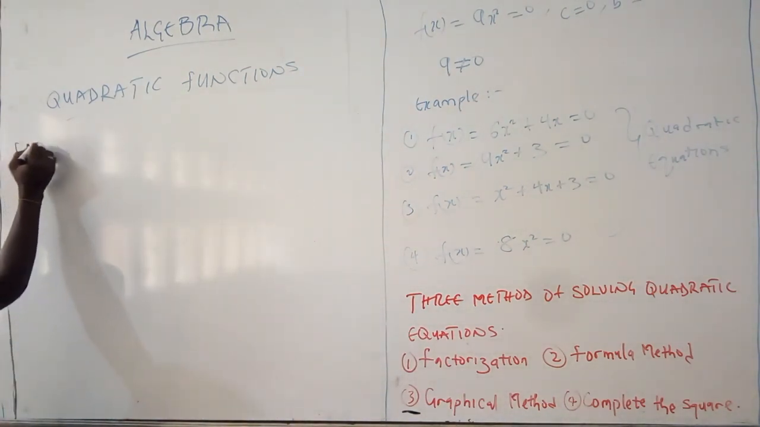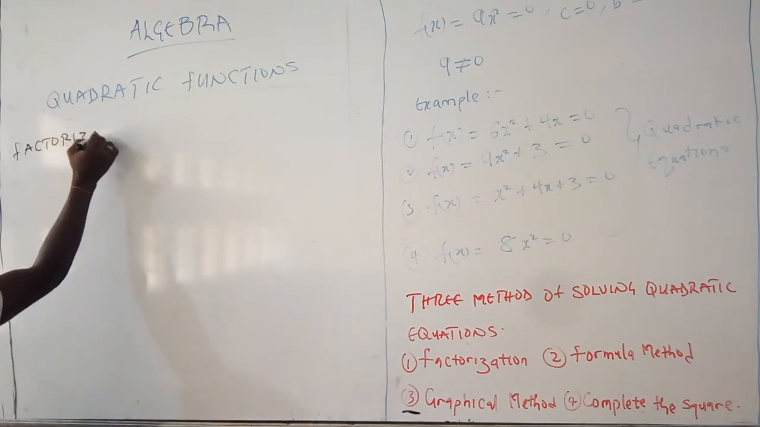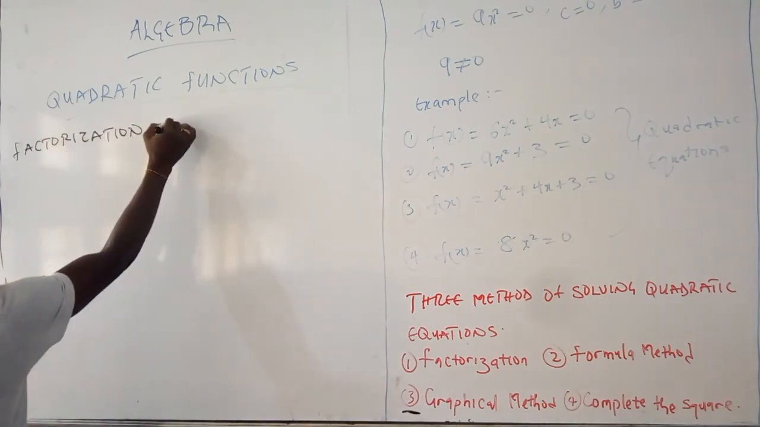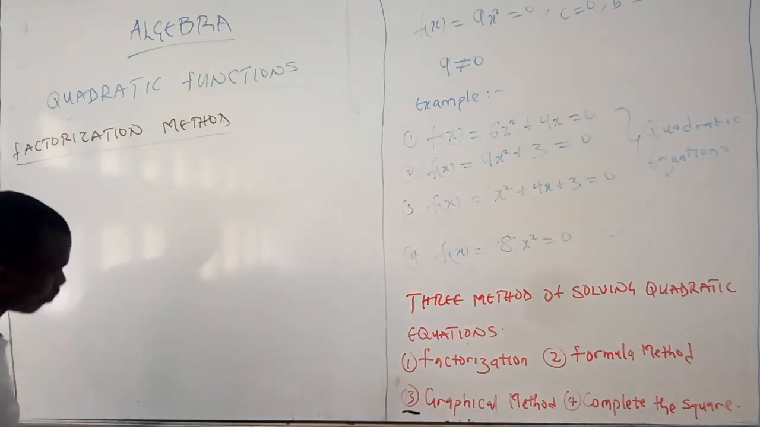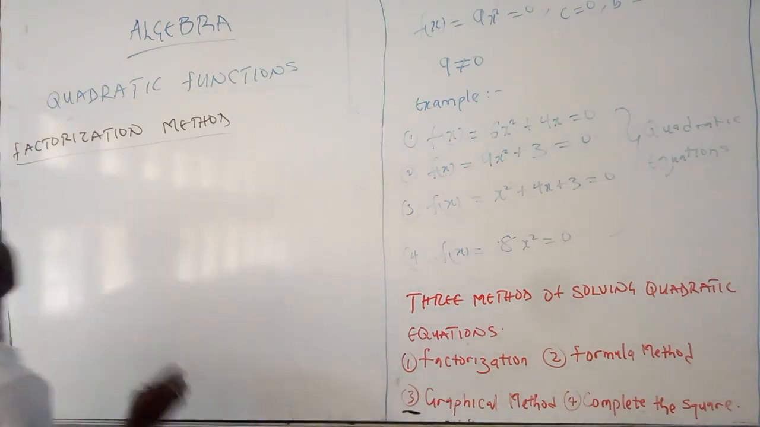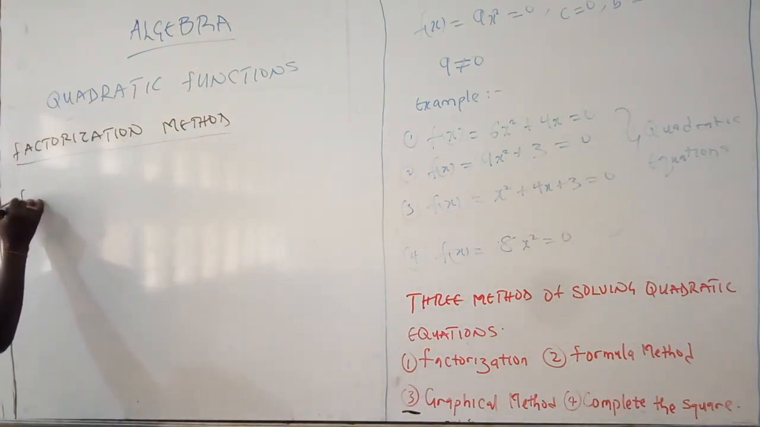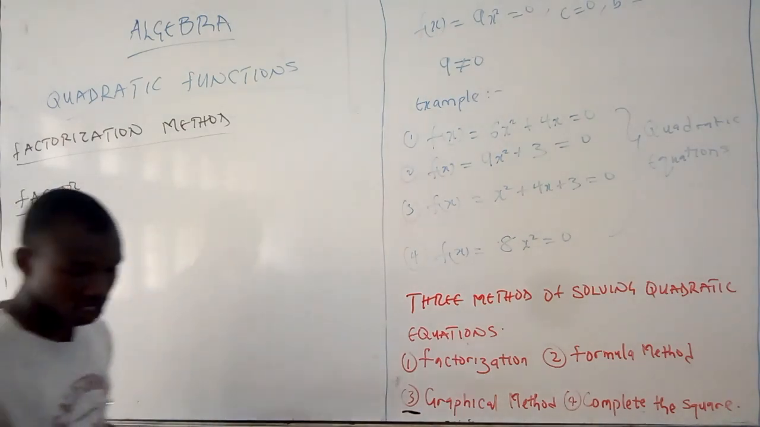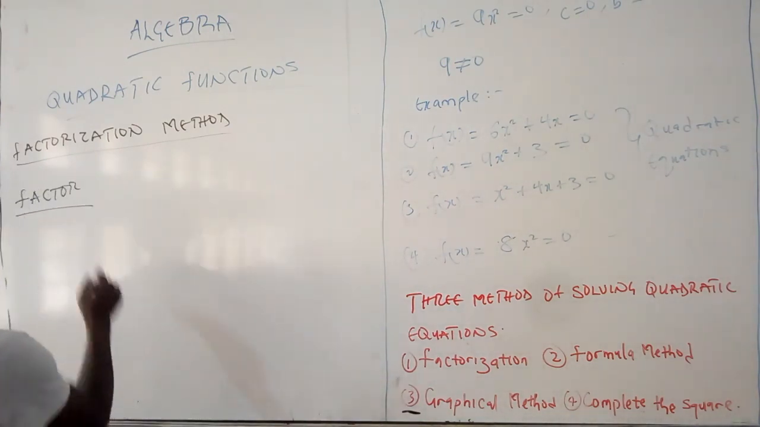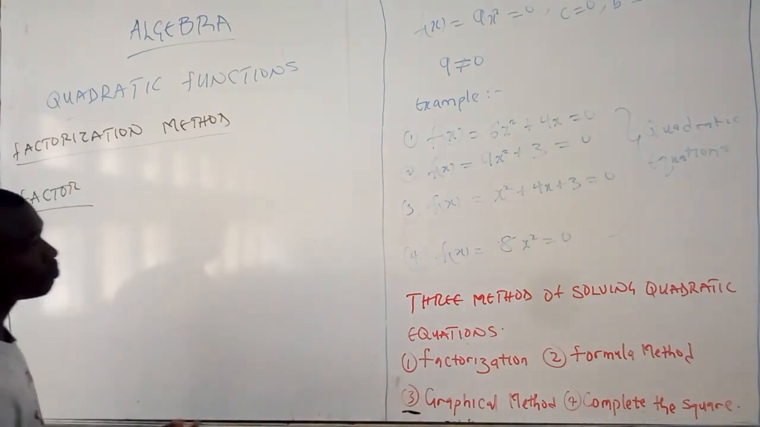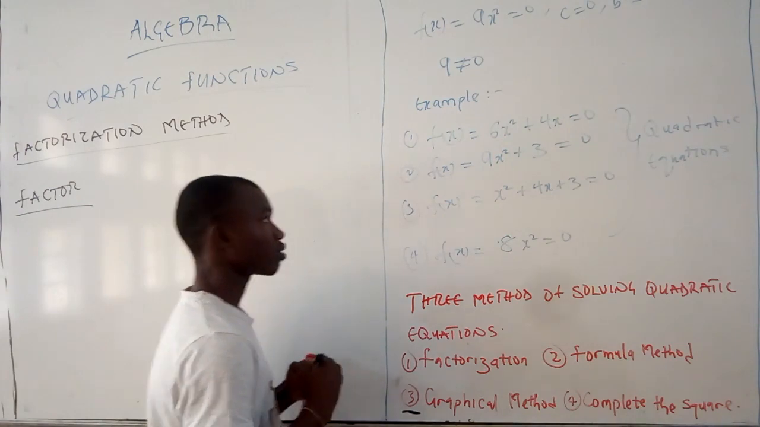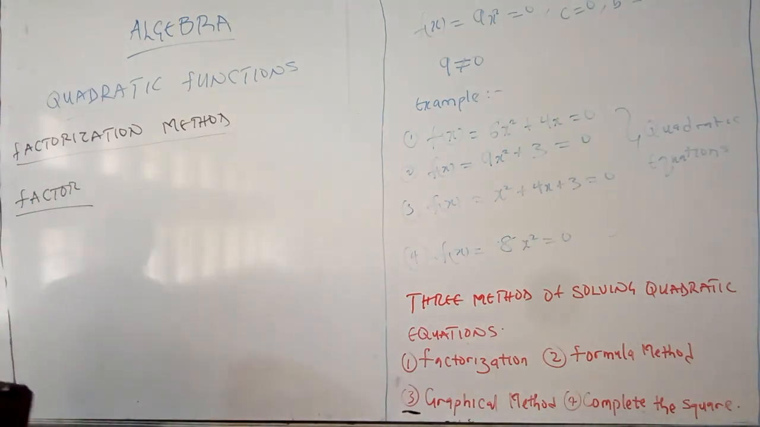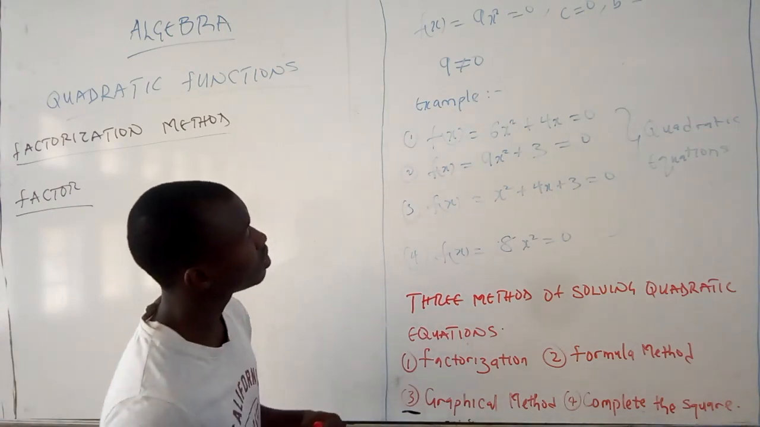As I said, factorization, from its name you can figure out the word factor. It means every quadratic equation must have factors. It may be one number, it may be double. So how are we going to use the factorization method to solve a given quadratic equation?